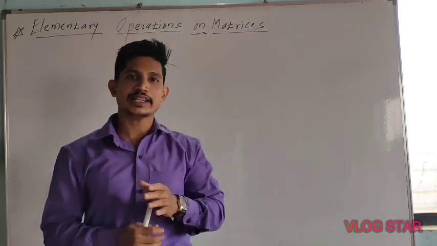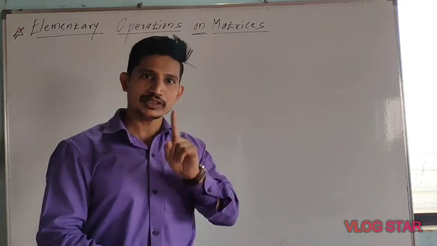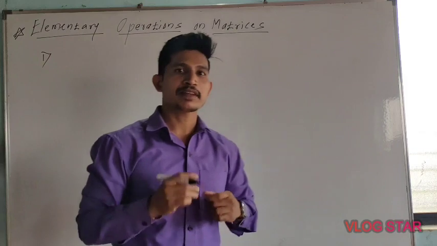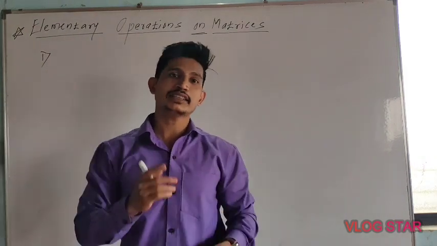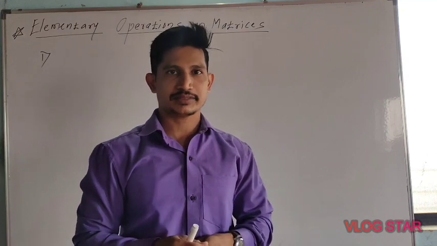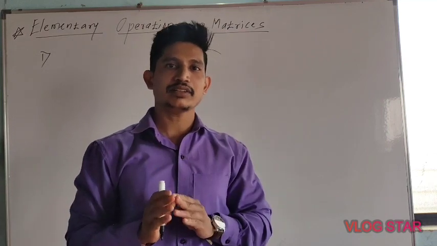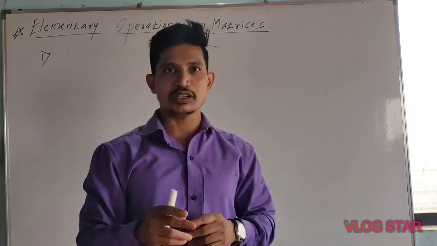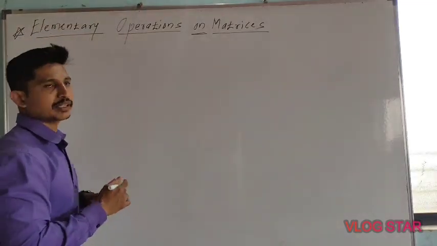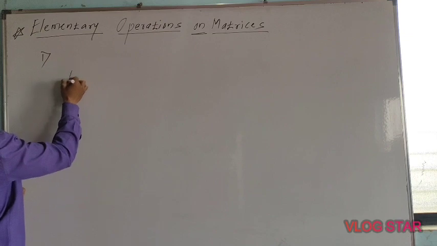So let's start with the three operations. The first one is here. We can interchange any two rows or any two columns of a matrix. Means if a matrix is given, we can interchange two rows or two columns. Just see how it is. I will write one example here. Suppose the matrix A is here.